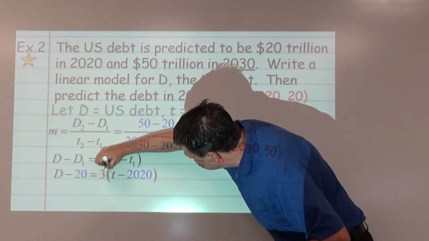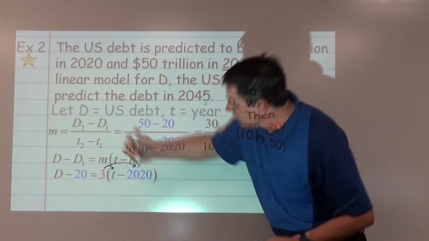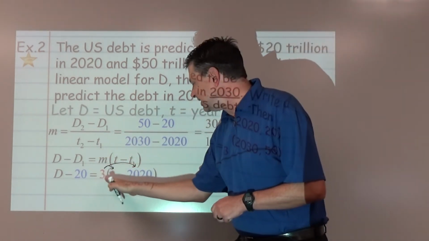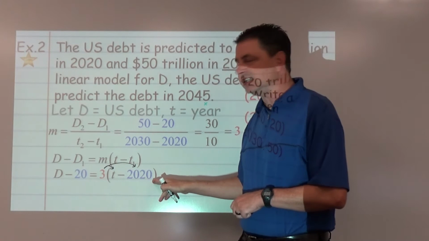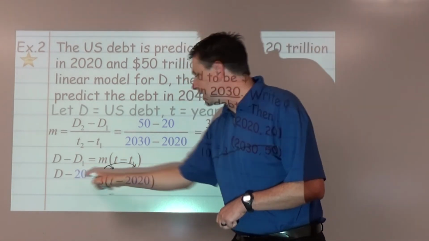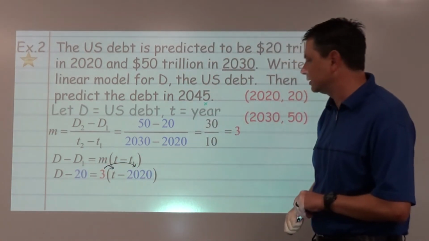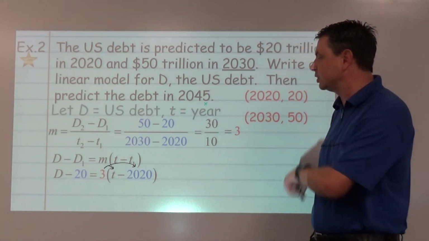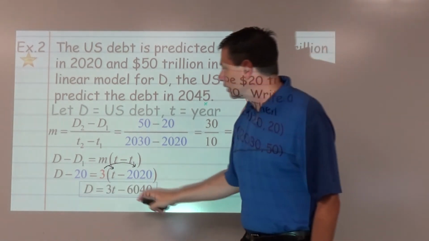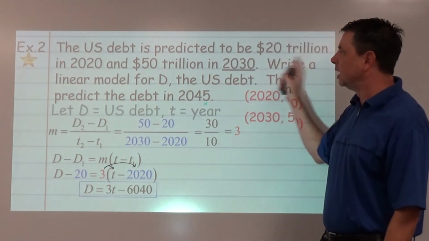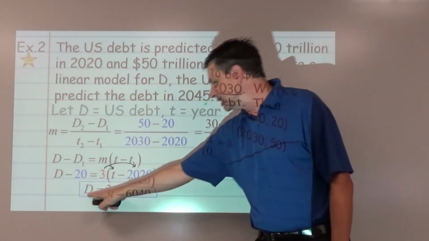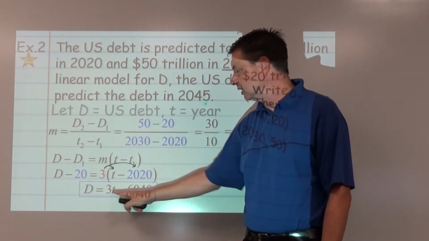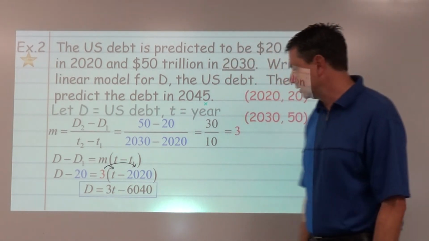We would distribute. And this next step gets skipped, though. We would have 3t minus 6060. And then we have to add 20 to both sides. So kind of skipping a step, two steps in one there. Distribute, and then add the 20 to both sides. We would get our final answer for the model, right? The linear model. D equals 3 times t minus 6040.